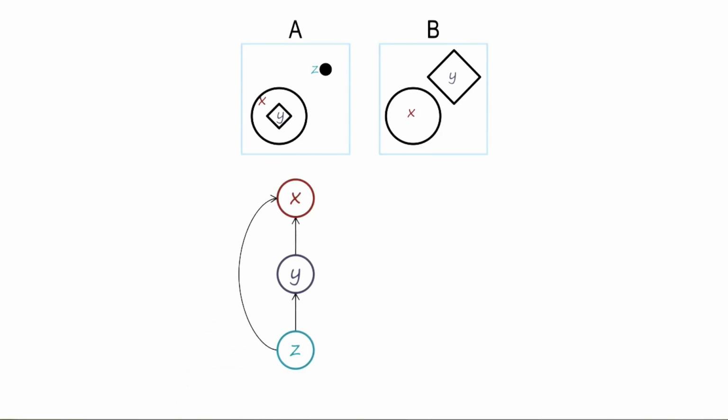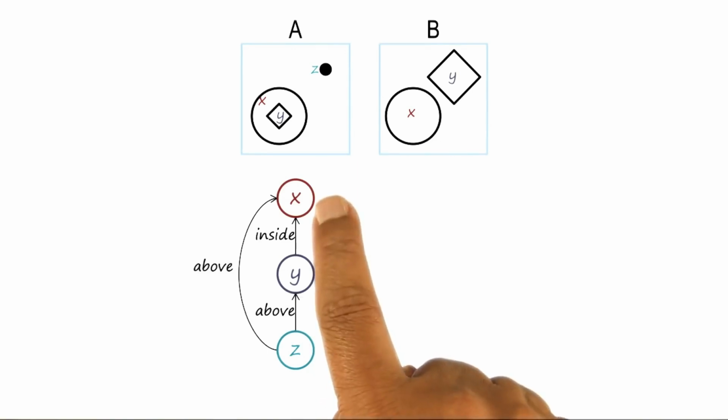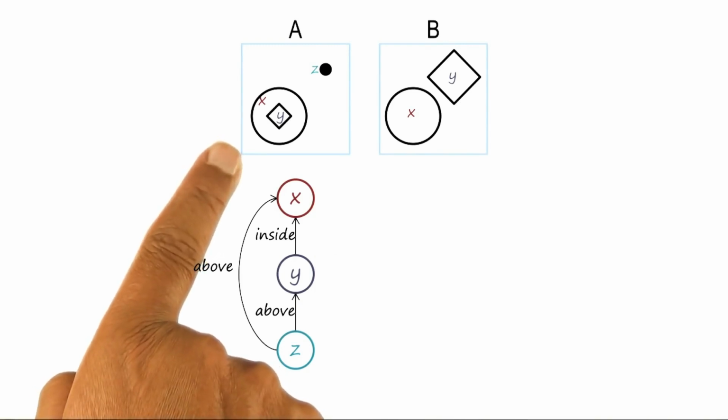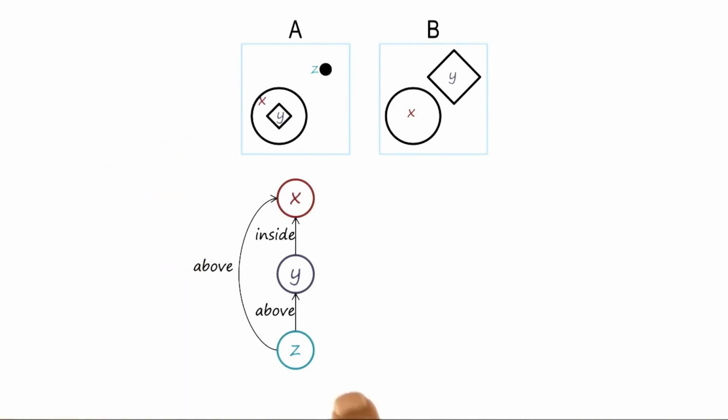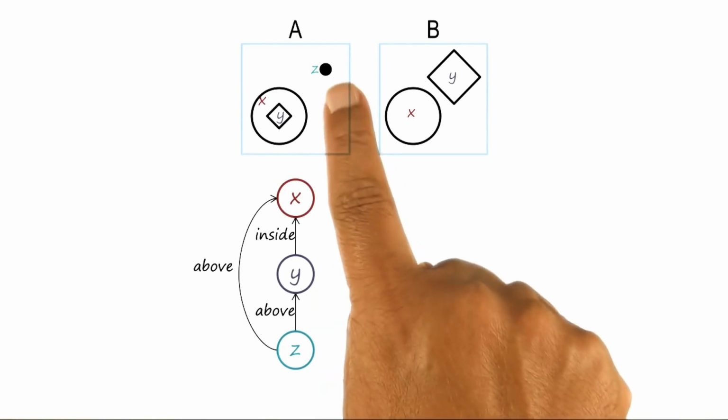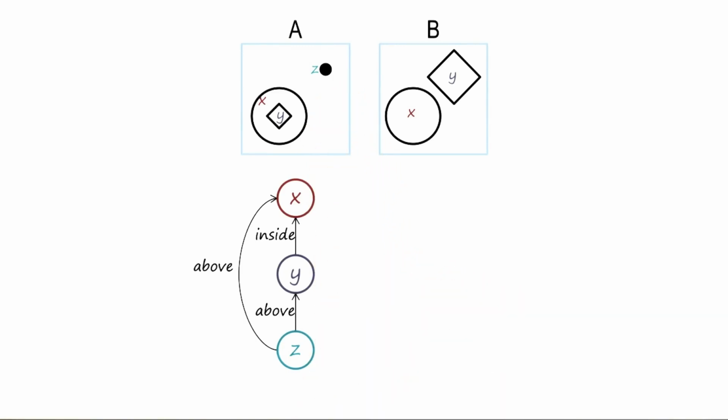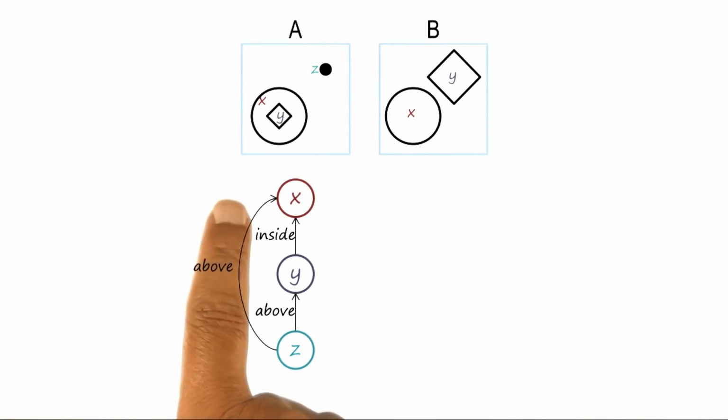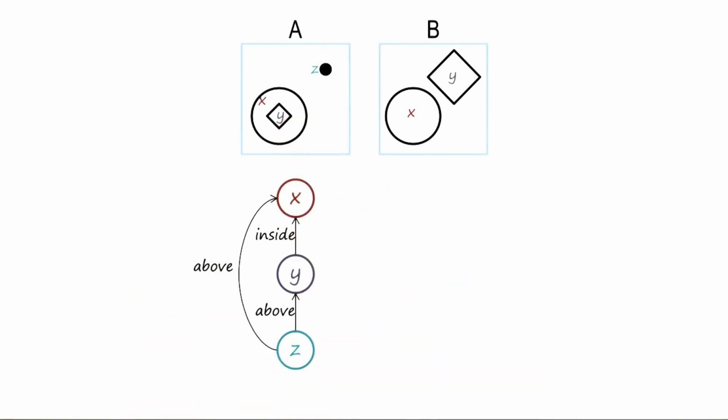Now that we have represented the objects in A, we want to represent the relationships between these objects. So I have the objects X, Y, Z, and we'll try to represent the relationship between them by having links between the nodes representing the objects. These links can be labeled. So I may say that Y is inside X because that is the relationship in the image A. Similarly, I may say that Z is above Y because Z is above Y in the image A. I may also say that Z is above X because Z is above X in image A.